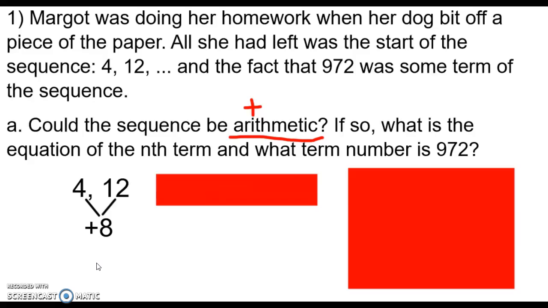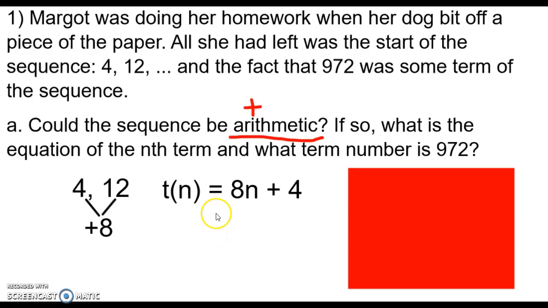And now remember, with our sequences, that we always use t of n and n instead of x and y. Because arithmetic sequences are very similar to linear equations, it is very similar to writing a linear equation. This pattern that we have, this 8, is kind of like our slope, and our initial term, our 4, is essentially our y-intercept. So the equation of our sequence is t of n is equal to 8n plus 4. Again, this 8 is the amount that we are going up by, that constant, and that 4 is our initial term.